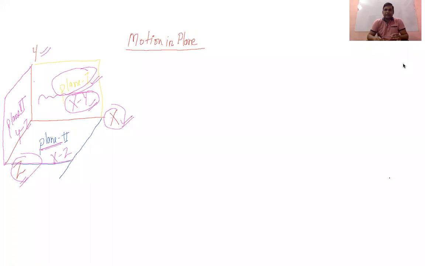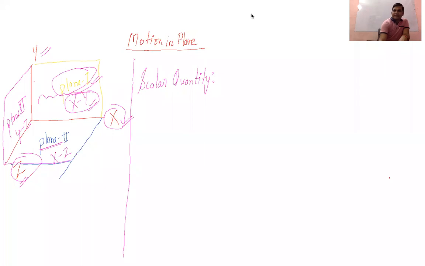Okay, so just going to start with the vector quantity. What is a vector quantity? First we'll discuss the scalar quantity. What is a scalar quantity? What type of quantity is called a scalar quantity, and then we'll come to the vector quantity.